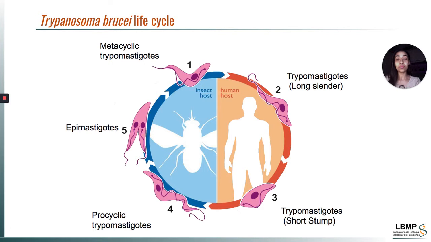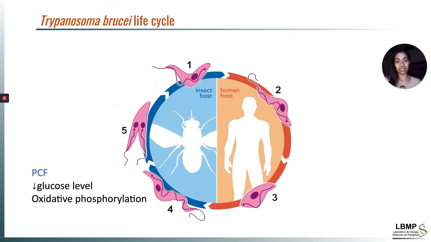The procyclic form that lives in the tsetse fly finds lower levels of glucose to produce energy, so they rely on oxidative phosphorylation. However, the bloodstream form that lives in the mammal host finds high levels of glucose and can use glycolysis as main energy source.